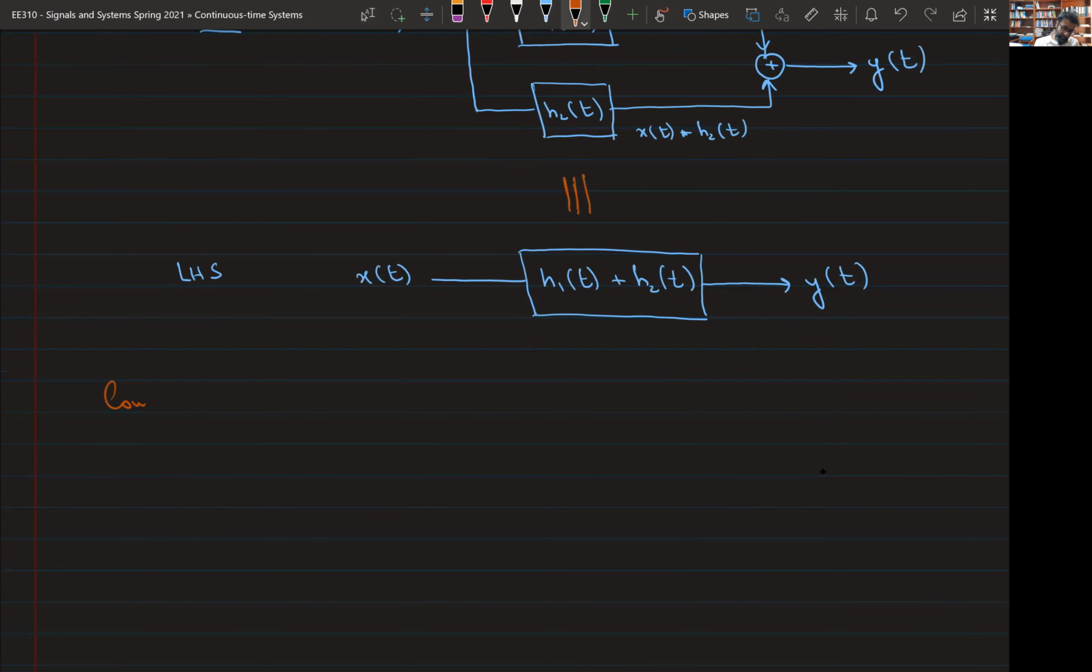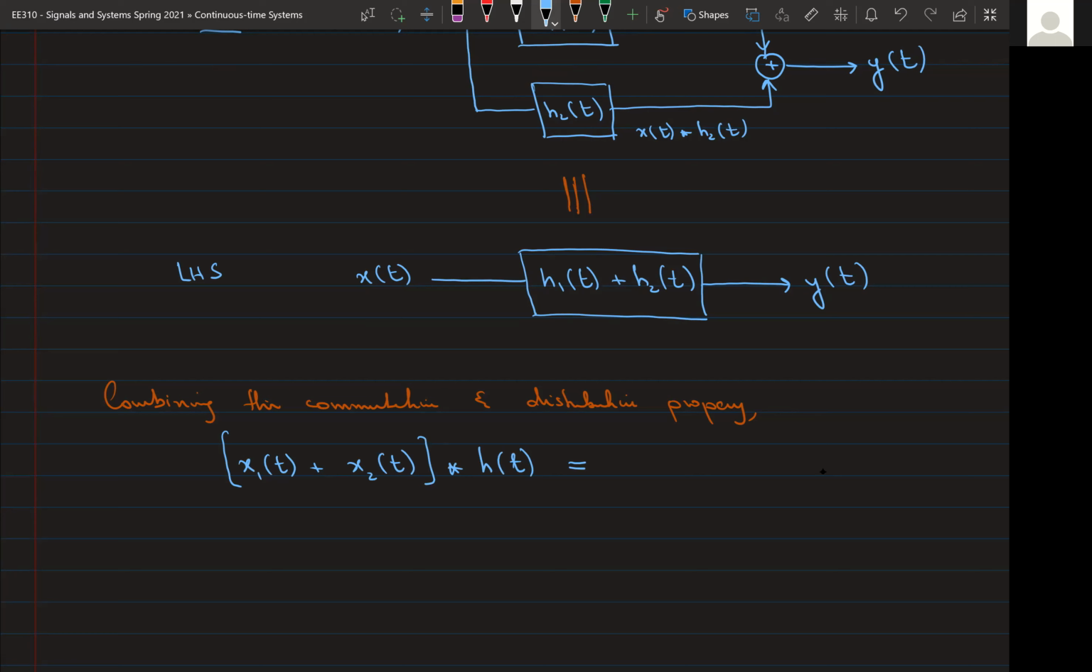Combining the commutative and distributive property, we can conclude that x1 of t plus x2 of t convolved with h of t. Moaz, I think this is what you were referring to, right? This turns out equal to x1 of t convolved with h of t plus x2 of t convolved with h of t.